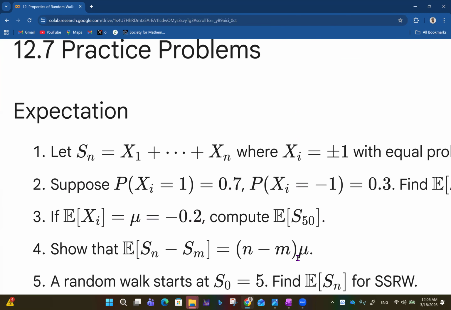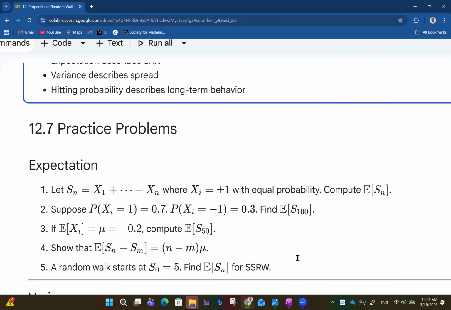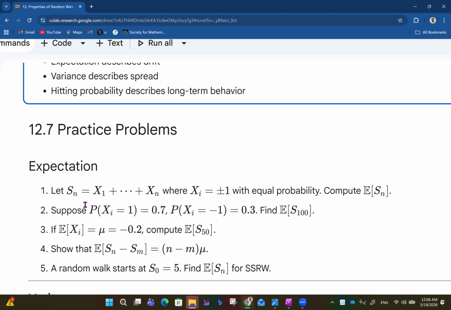So we have some practice problems again. Expectation: let Sn be x1 plus all of that up to xn, where xi is plus or minus 1 with equal probability. Compute E of Sn. Of course, that's simply 0 because there's equal probability of reaching plus 1 and minus 1. Then suppose the probability of xi equals 1 is 0.7, and the probability of xi equals minus 1 is 0.3. Find E of S100.